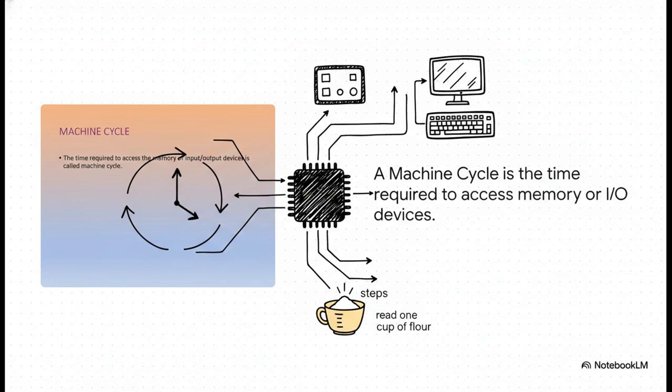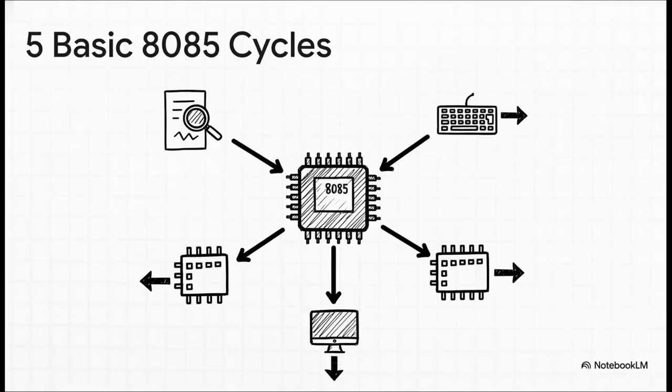Like read 1 cup of flour from the pantry. And for the 8085, its entire vocabulary consists of just 5 of these basic actions. It can fetch a command or an opcode, which is its most complex task, taking 4 little ticks of its internal clock. Or it can do one of 4 simpler things that each take 3 ticks: read from memory, write to memory, read from an input, or write to an output. Seriously, every program, no matter how complicated, is just a long sequence of these 5 basic cycles.